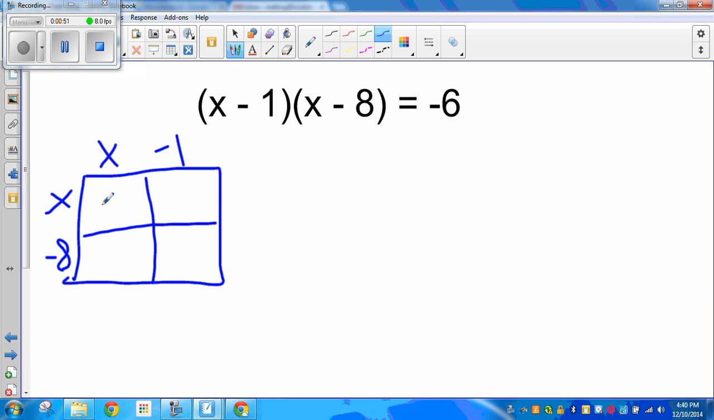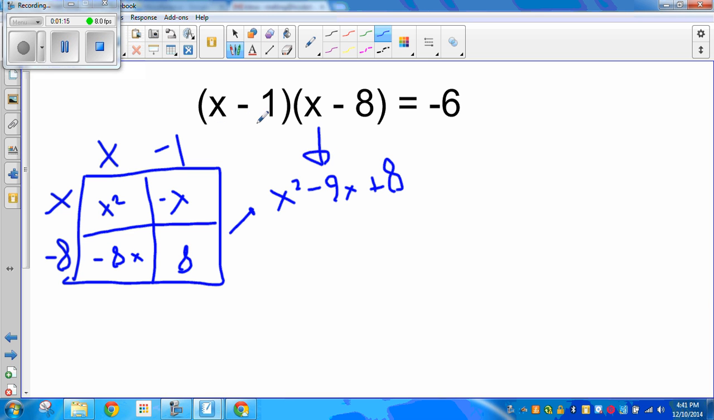Okay, assuming that you've stopped it and you've done this, you'll get x squared minus x minus 8x plus 8, right? And when you pull everything out of there, you should get x squared minus 9x plus 8. And then since we replaced this whole thing with this trinomial, we're just going to put this in our equation right where that was. And you get x squared minus 9x plus 8 equals negative 6.